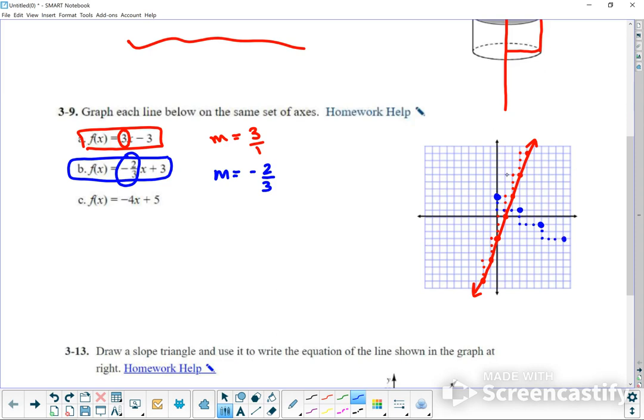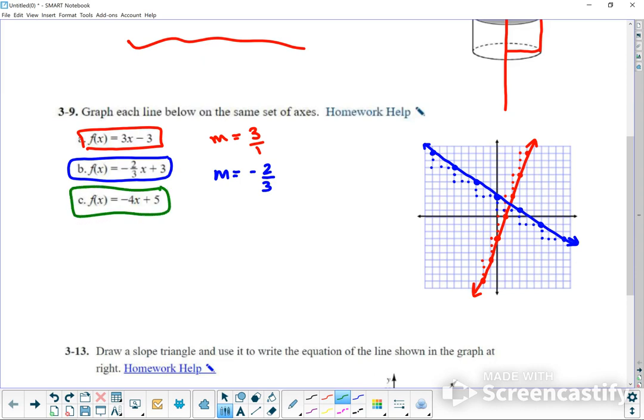And do the opposite. You go left 3 and up 2. Left 3, up 2. That right there will create your graph of the blue line. Just connect the dots, the big dots. Okay, we'll do the last one. We'll put that in green.